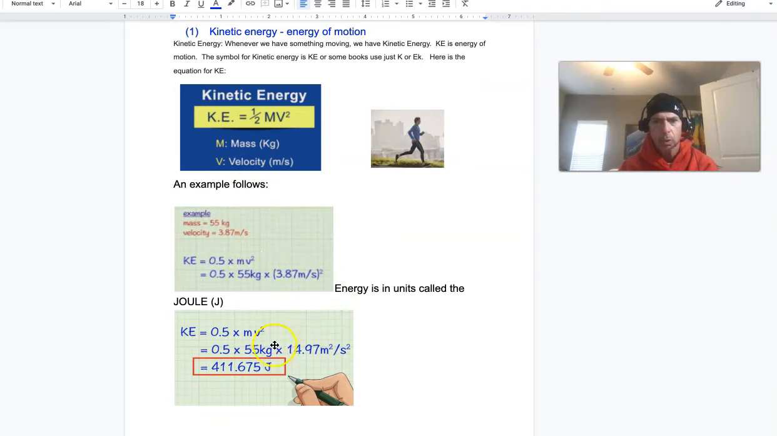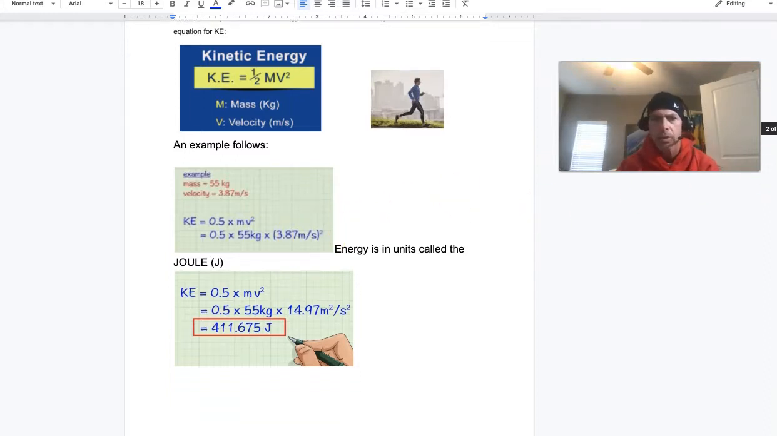Now you might wonder what this little J is. Well, that's a symbol for energy or work. We'll get into that shortly. It's called a joule, and it's given the symbol J. Joule was a British physicist that lived in the 1800s after Newton and Galileo, and he did a lot of research on energy and work and power, etc.